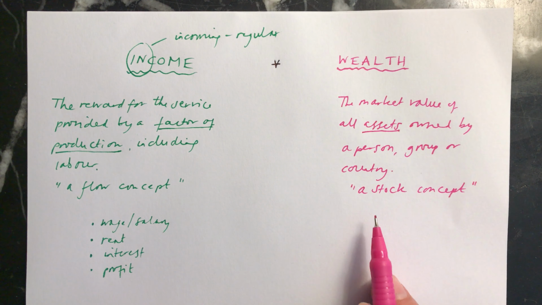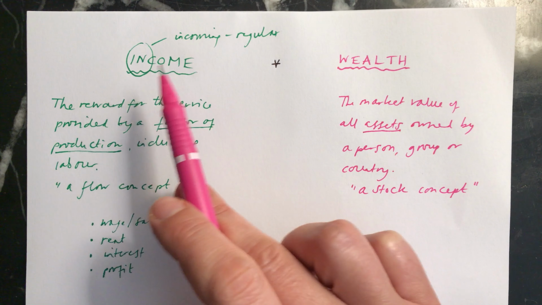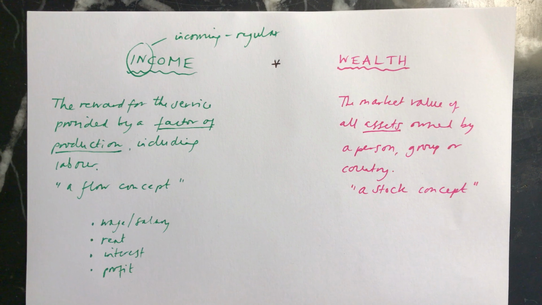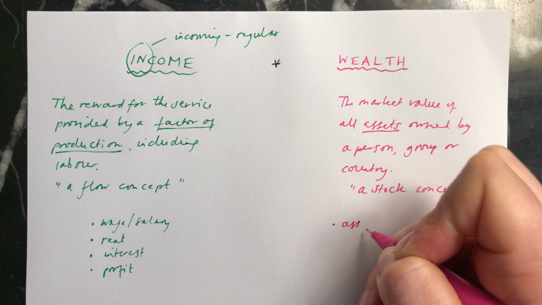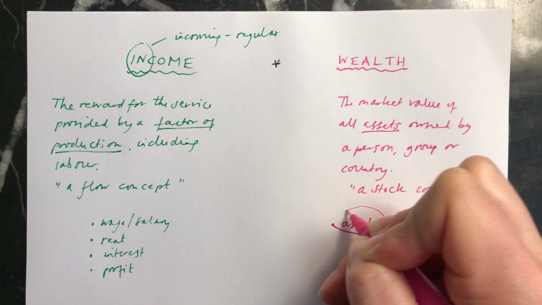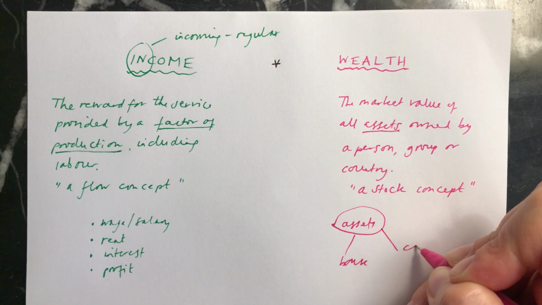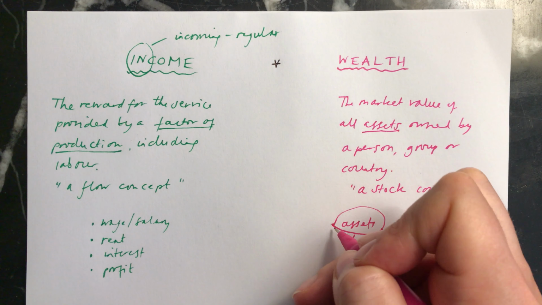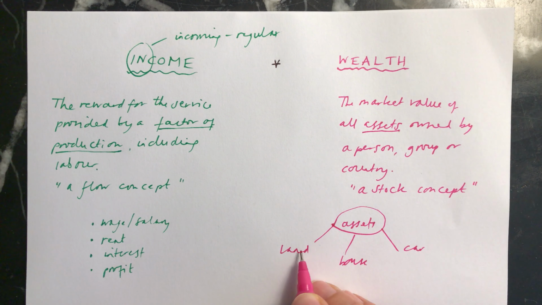So wealth is something that a person, group or country holds onto. And it is completely different to income, because remember, income is incoming regularly. That's not what wealth is. Wealth is to do with the assets that are owned, and assets are things like you might own a house, or you might own a car, or you might own some land. You might own a field, for example, or you might own properties which are on that land, so houses.